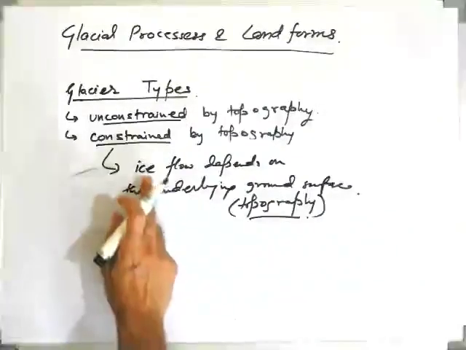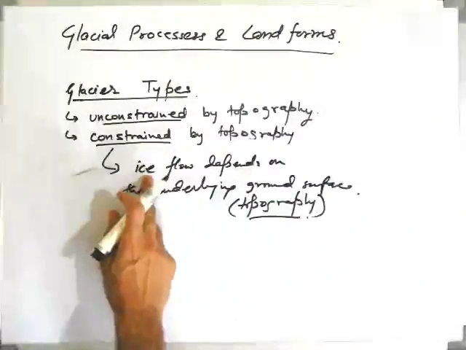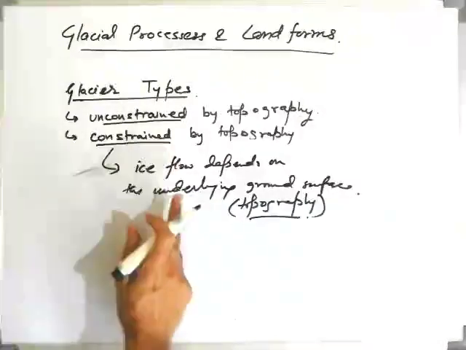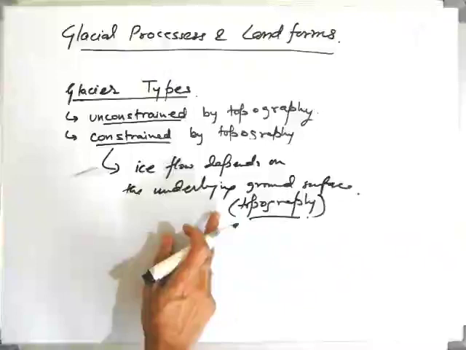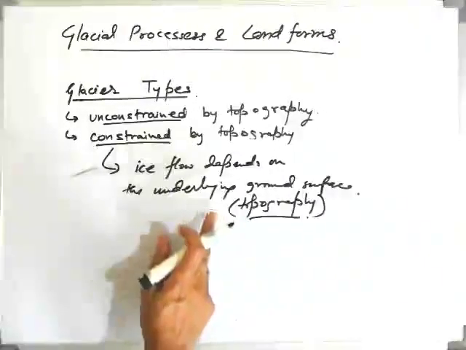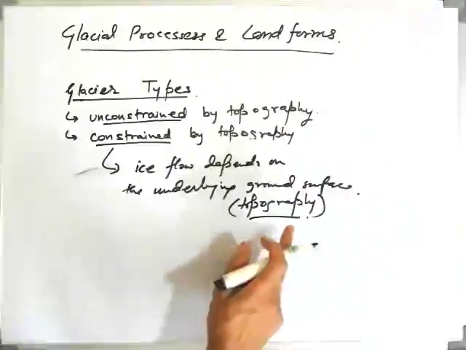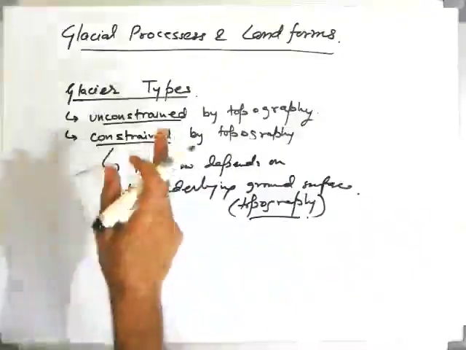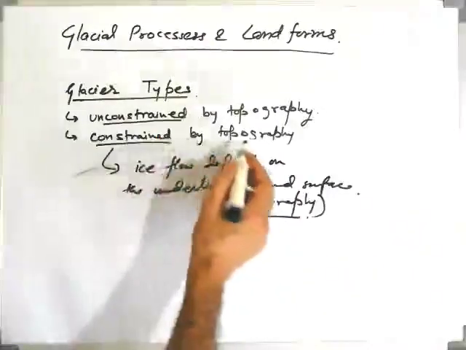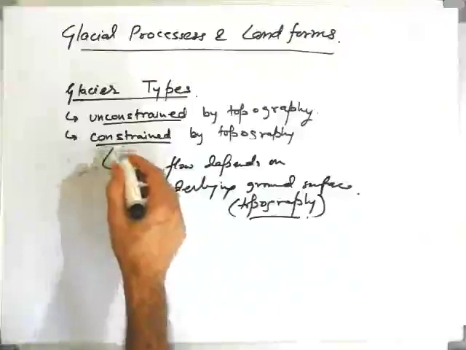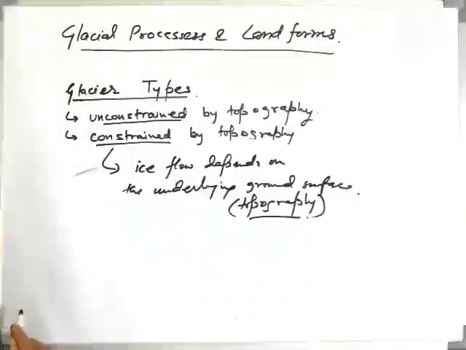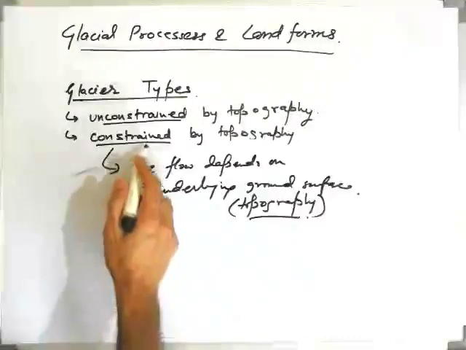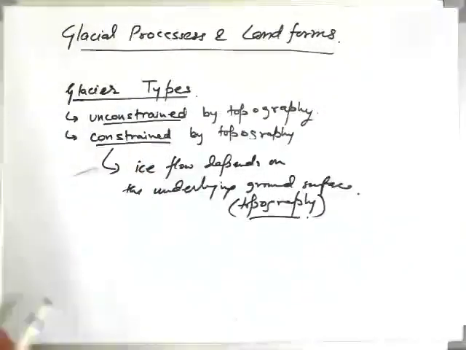Here the thickness of the ice does not control the flow of ice. Rather, the topography or the undulations or the gradient of the ground surface or the relief controls the flow of ice. These are constrained by topography, so they are a different kind of glacier. These are usually found in mountain areas where the gradient of the land surface controls the flow of ice.